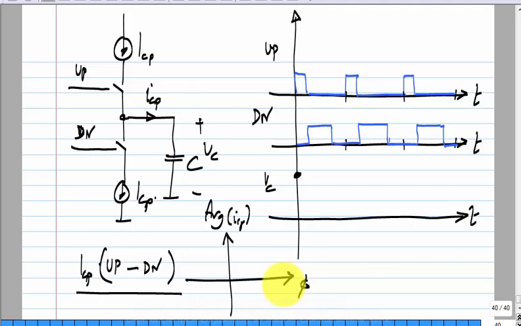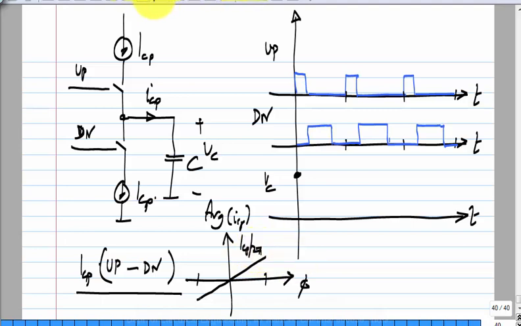This is ICP by 2 pi. That's all, right? I mean, it's the same. See, previously we plotted the characteristic. When up was 1, the voltage was VP. When down was 1, the voltage was minus VP. Now, here it is the current. The current is plus ICP or minus ICP. So, the average current is ICP by 2 pi.